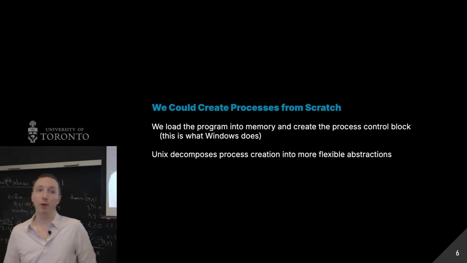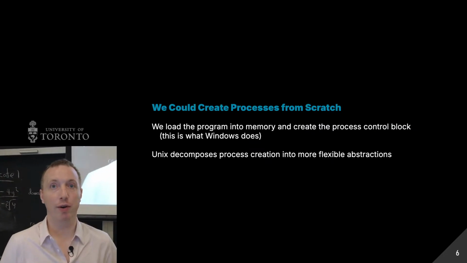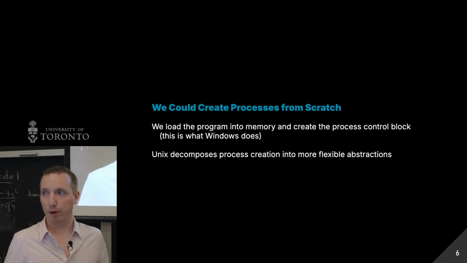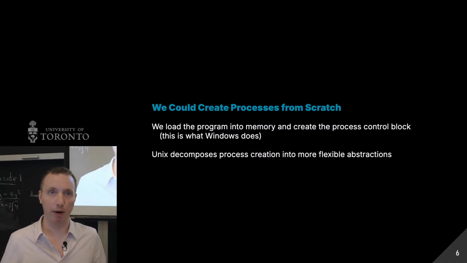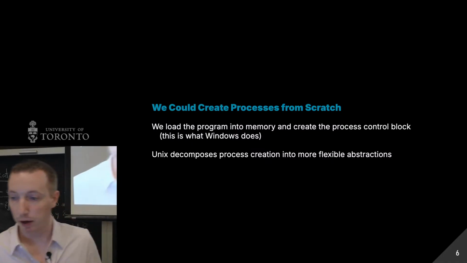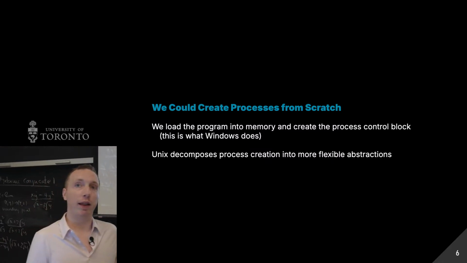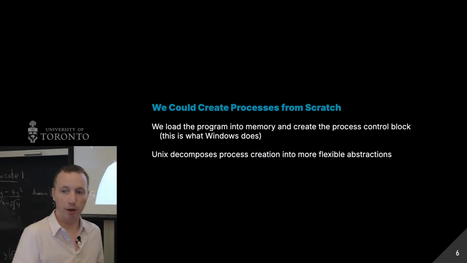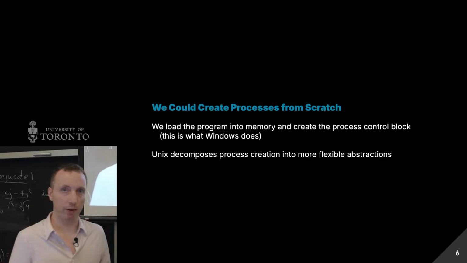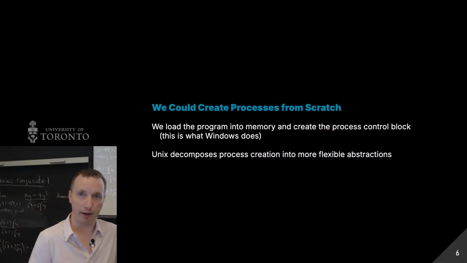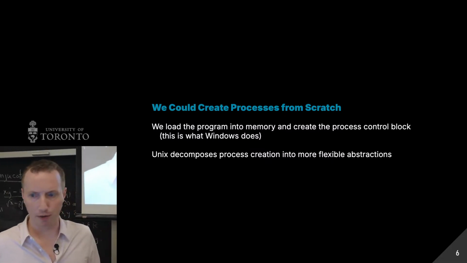So how do we actually create a process? What you might think is, well, a process is running a program, so maybe I just create one from scratch. There's some sort of magical system call where I say, hey, run this program, and it'll create a process for me. So we could do that. What that system call would do is load that program into memory, create the process control block, and put it in that ready state so it's able to execute. And that's exactly what Windows does. So Windows has a system call called create process or something similar.